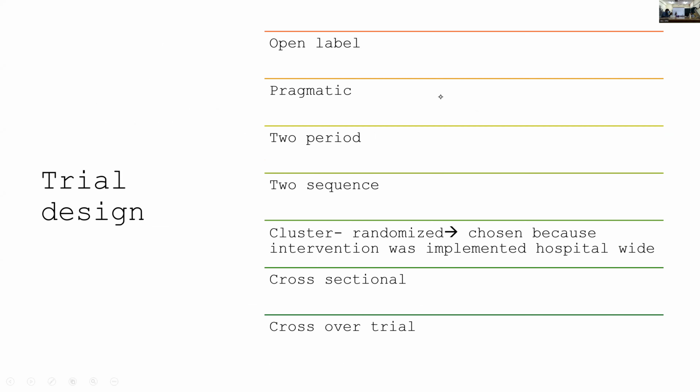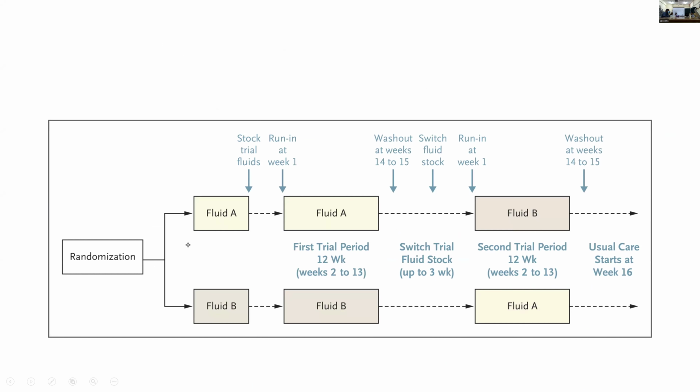So the trial design was an open label, pragmatic, 2-period, 2-sequence, cluster randomized, cross-sectional, and crossover trial. Why cluster randomized? Because the intervention was actually implemented at the level of hospitals, not individuals. So they had chosen this design. So this is the flow.